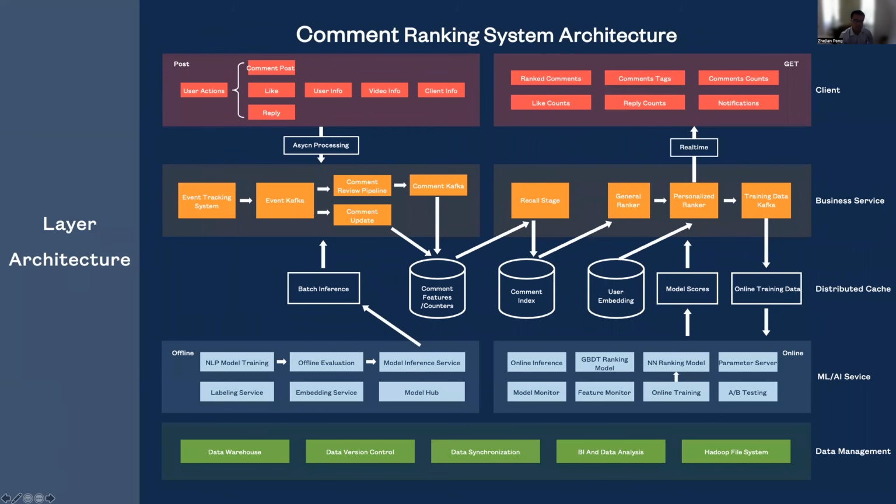For the NLP model training, we're using XLM-R. The general ranker here is the GBDT model. In the recall stage, we're constructing this comment index, and the recall stage has co-star models. The comment index is separated, so the recall stage doesn't directly feed into the general ranker. We're storing this in a comment index cache so that even if the recall stage fails or has some engineering problem, we can still provide comments for the online ranking services.